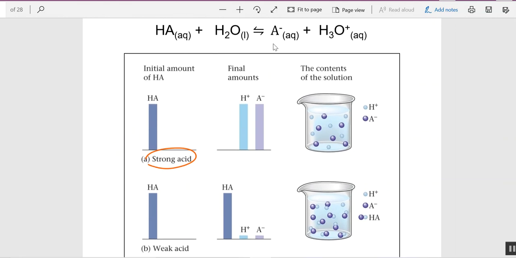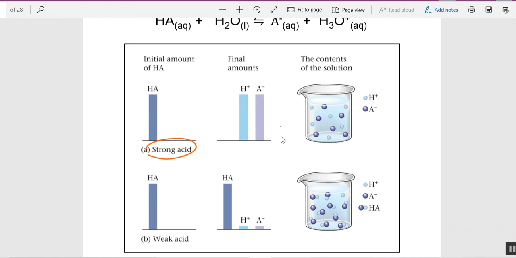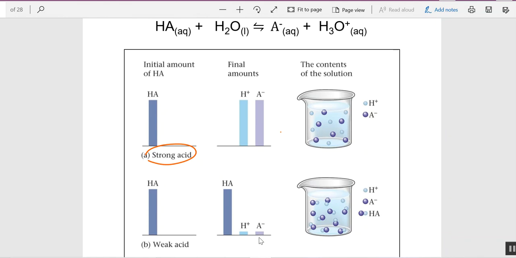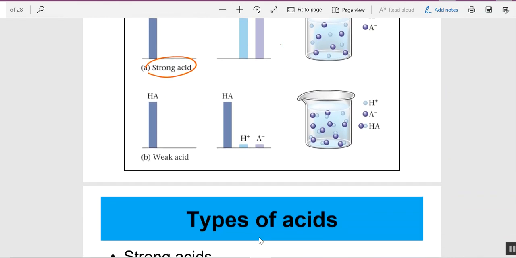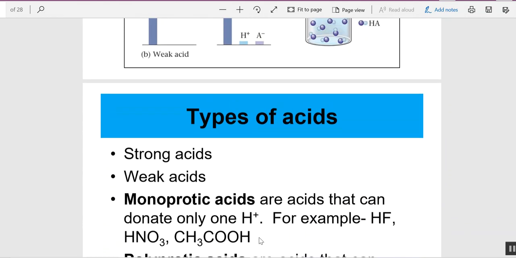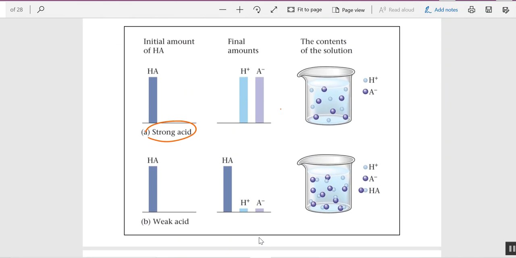okay, this is HA, water, and hydronium ion. If it's a strong acid, okay, this is what you started with. At the end, you see you don't have any HA left at all, because all of it ionizes and produces the H plus or hydronium ion and the anion. And then if it's a weak acid, this is what you started with. At the final amount, you still have a lot of HA. You barely have any anion and hydronium ion. This is just kind of a diagram showing you. I think I'm going to stop right here, and then we'll talk about the types of acids later. Okay.